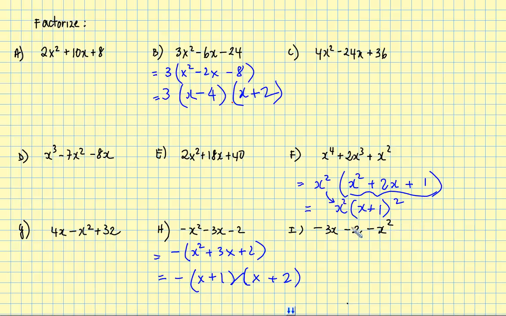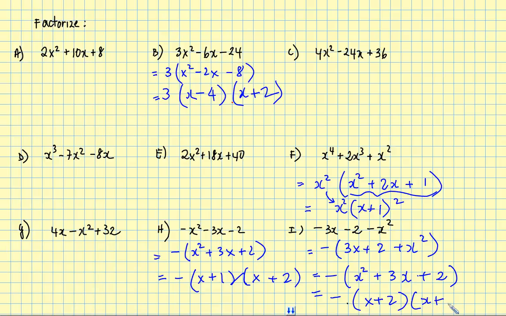All right, now if we have a question like I, we're going to take out the negative, and we'll have 3x plus 2 plus x squared. But before we do anything else, we need to put these in the correct order. So we'll go to negative bracket, x squared plus 3x plus 2. When we factorize that, it'll be the negative on the outside, x plus 2 times x plus 1. 2 times 1 is 2, and 2 plus 1 is 3.